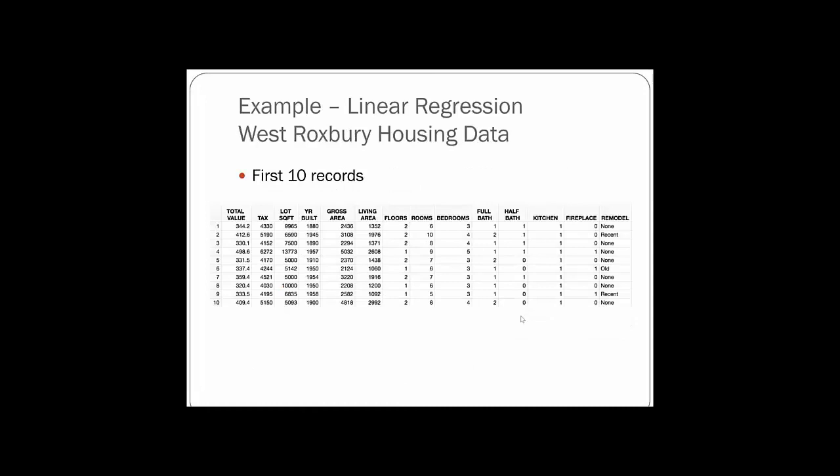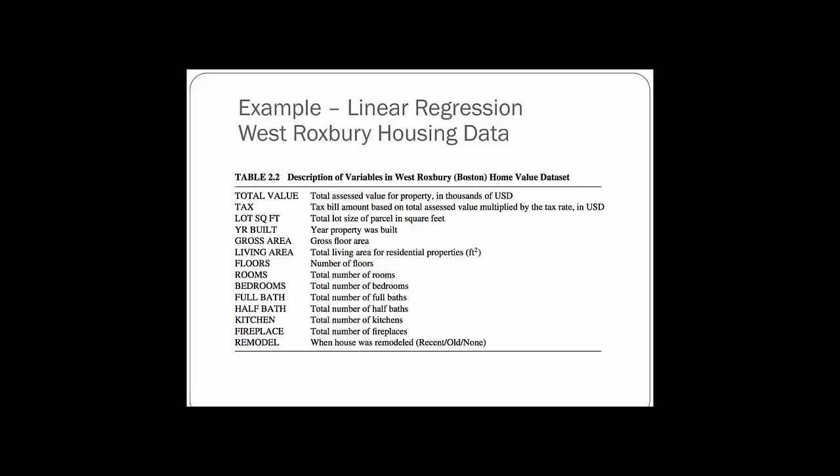So let's do an example of this by looking at one of the data sets from the text, the West Roxborough Housing Data Set. This is data collected in 2014 in Boston. And you can see there's a number of variables here, total value, tax, so forth. And the idea is to predict the total value of the house based on these other variables. And you can see a list of the variables here and a description of what they all are. And so total value is going to be the y variable.